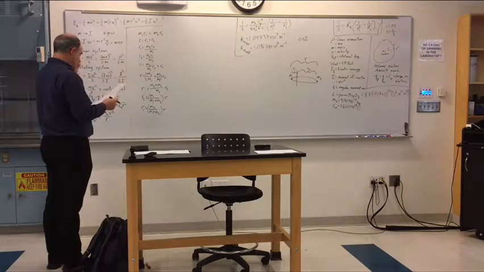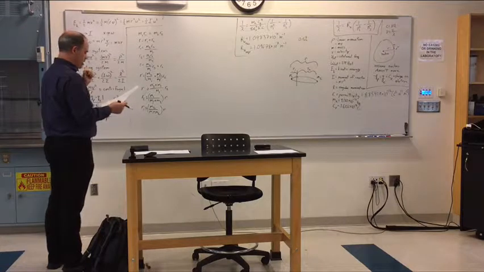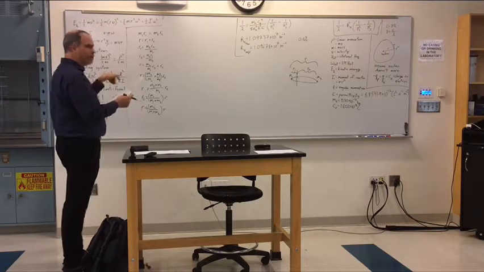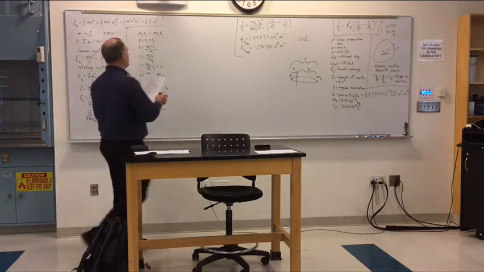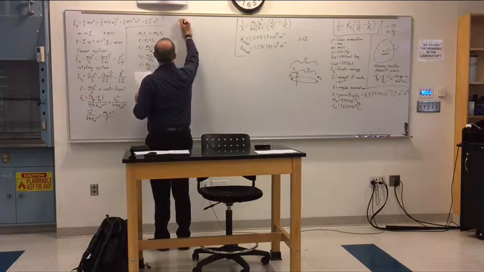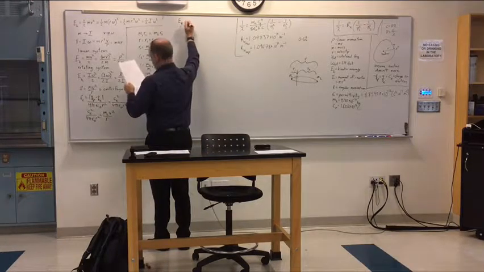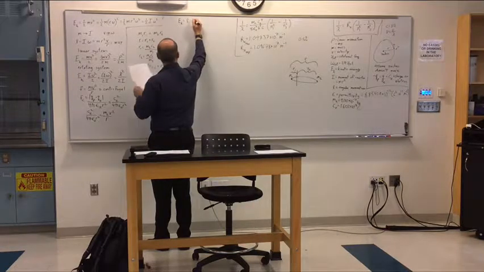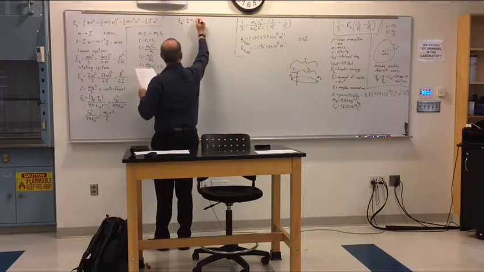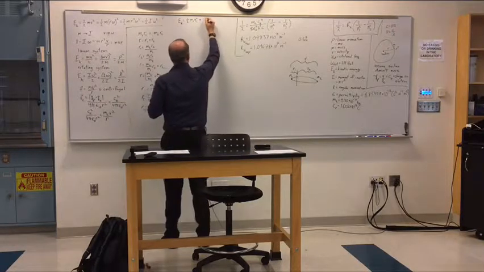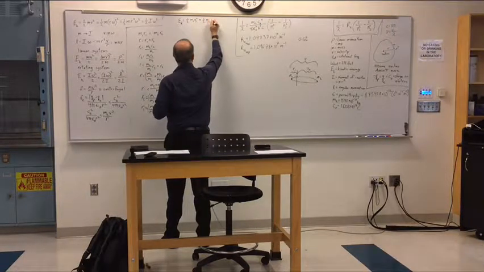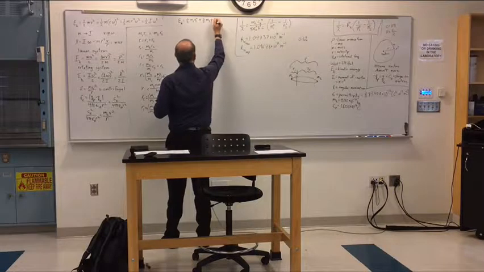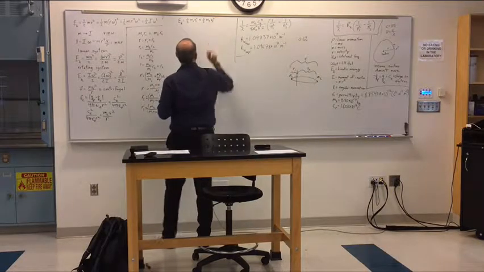So we got this. Our kinetic energy would then be how fast both things are moving. So our kinetic energy is equal to 1/2 mass of 1, velocity of 1 squared, plus 1/2 the mass of 2, velocity of the second one squared.